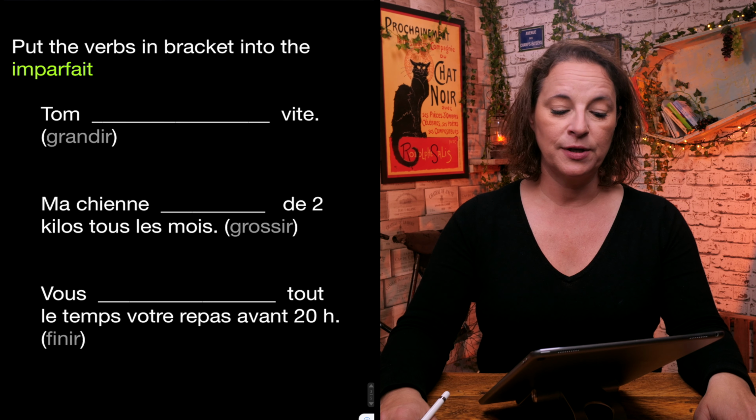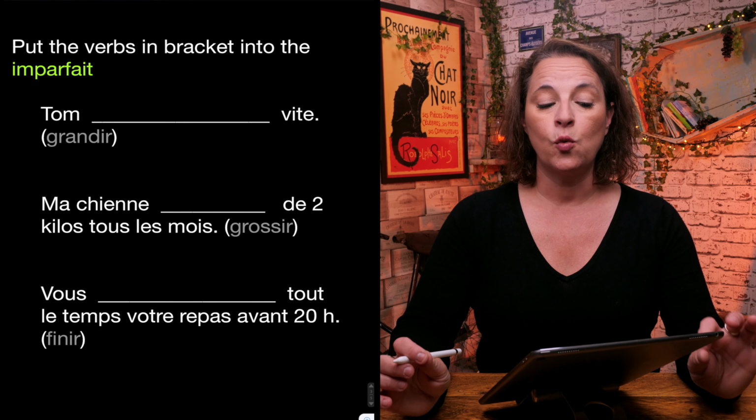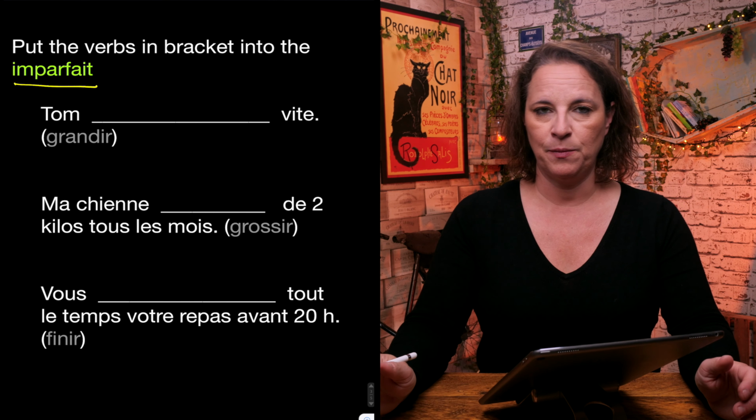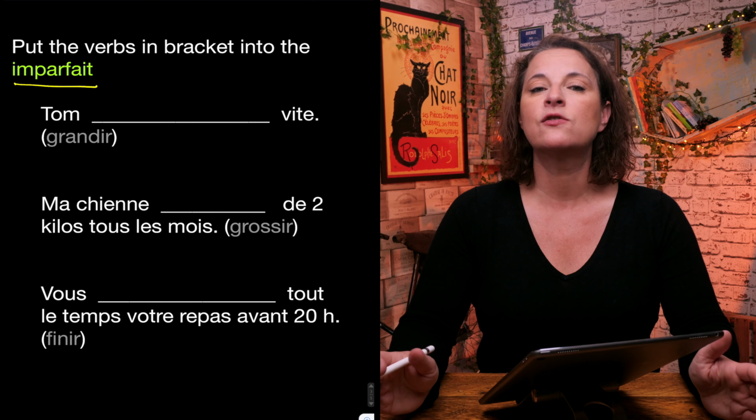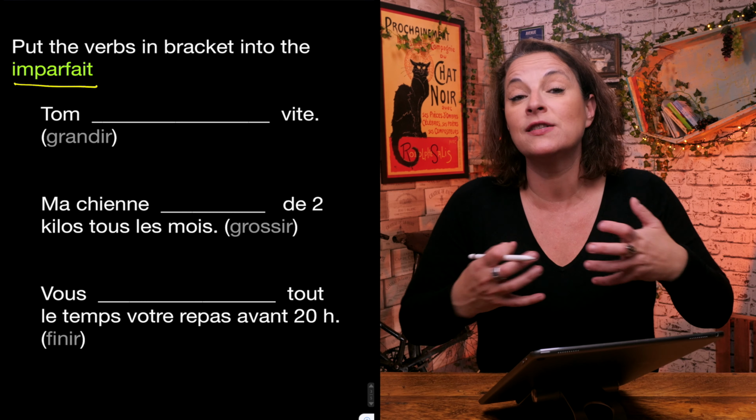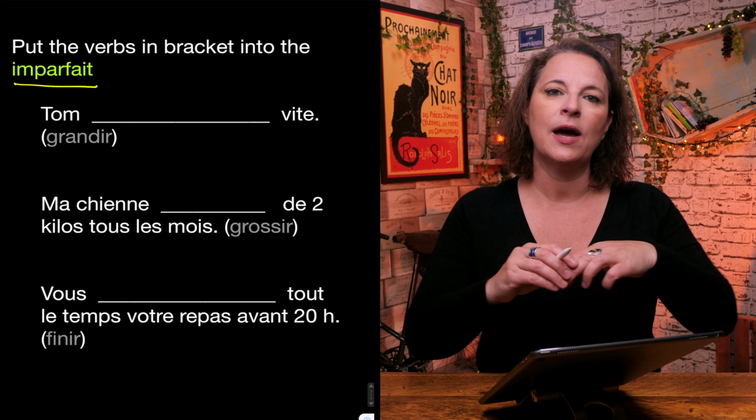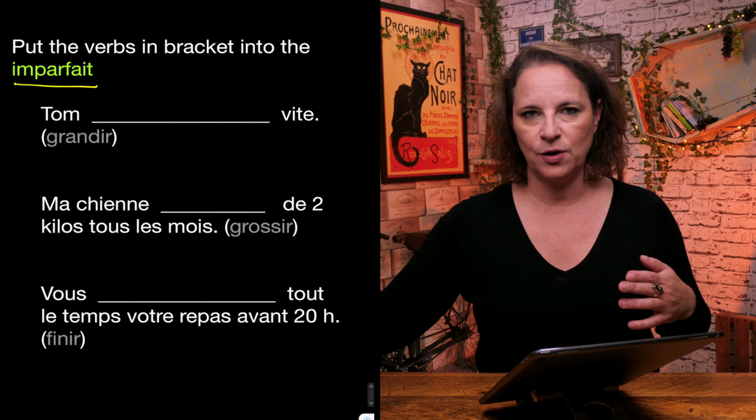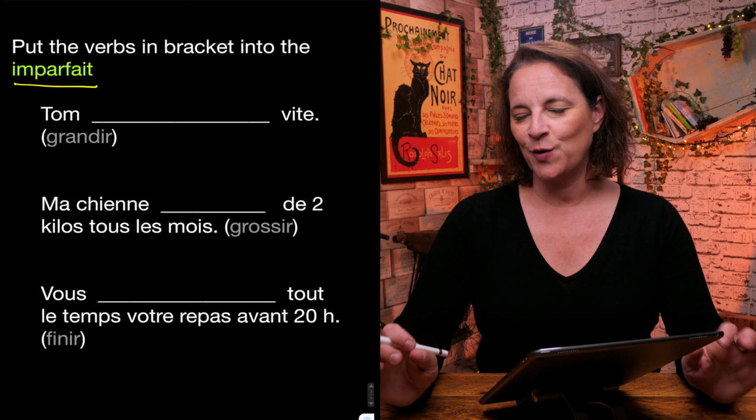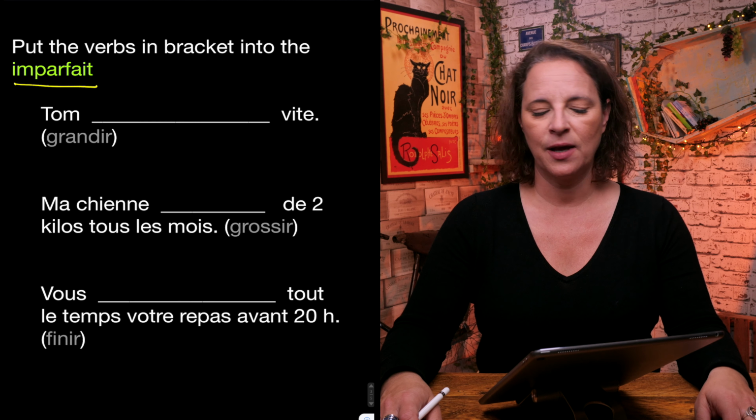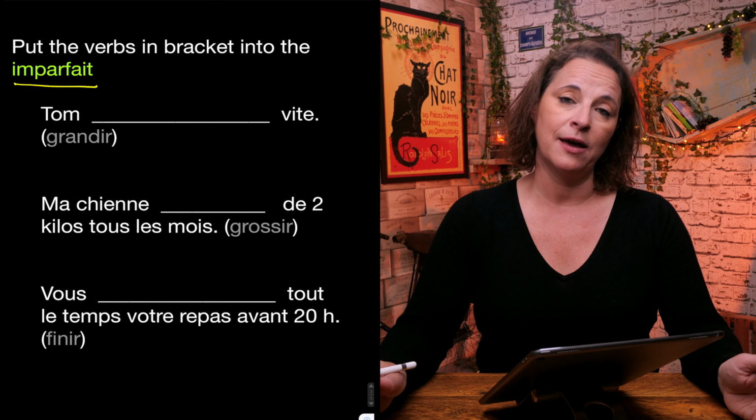Tom, and the verb we want is grandir, which means to grow, vite. So we want to use it in the imparfait, okay? So Tom used to grow quickly, or was growing quickly. Now remember that the imperfect reflects two things in English, used to and was doing. So, Tom was growing quickly. How would you say that in French? Knowing that grandir is your infinitive, an IR verb.